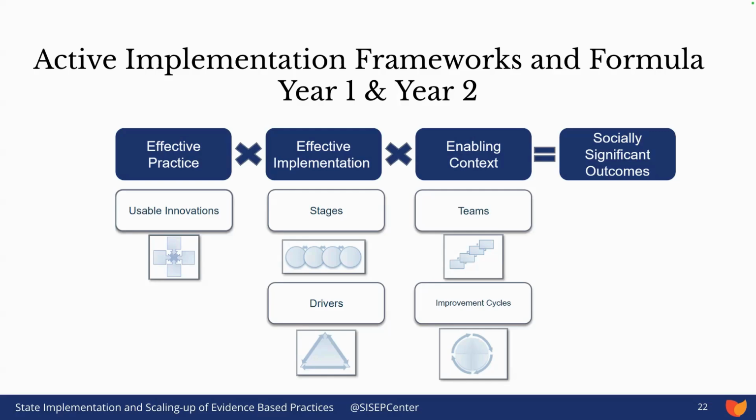We multiply that by that enabling context, right? We've got teams that are meeting and using data monthly, implementation data, training and coaching, to see if they're improving outcomes. First, for example, in education, teacher outcomes, teacher practice, and then student outcomes. And of course, in that enabling context, we're using improvement cycles, perhaps a plan-do-study-act cycle. So we have a plan, we implement the plan, we see what worked and what didn't, and we go again. If we can do that, we have socially significant outcomes achieved within 3 to 5 years.